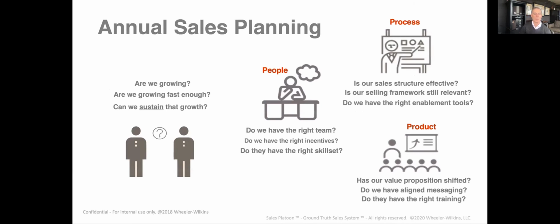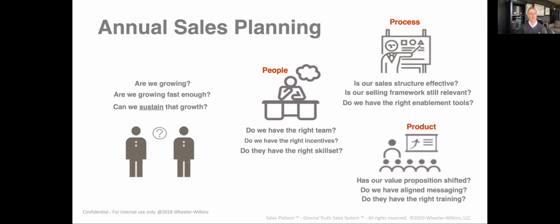The first thing that we'll do as we go into annual sales planning is we're going to ask ourselves three questions. Hey, are we growing? How about the rate of growth? Are we growing as fast as we want to and as fast as we could be? And if so, how do we sustain that growth? And they're the three P's that we need to be aware of: the people, the process, and the product.